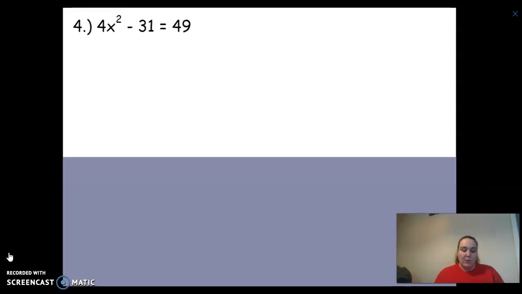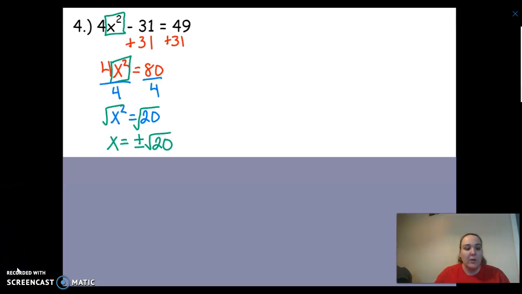Here's an example. I want you to pause it, write it down, and try to solve it on your own. Alright, here we go. If you made it this far, you probably realized that 20 is not a perfect square. So right now you just have it written as plus or minus square root of 20.